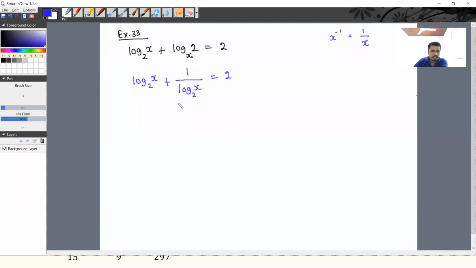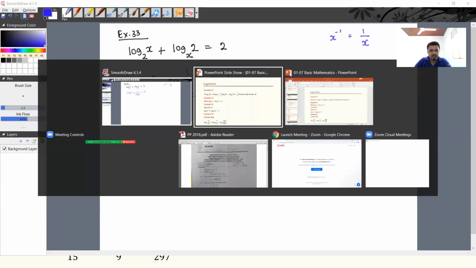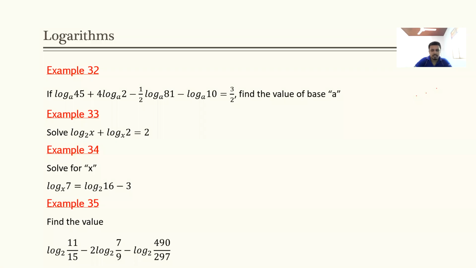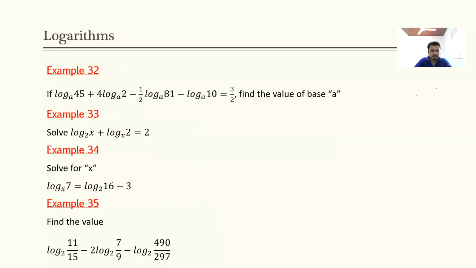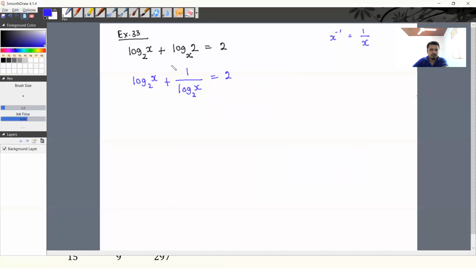Now how can we continue? We can't use any of the rules given. Any of these rules that we have discussed, we can't use here. If we format this as a fraction, 1 over this, we can't use any of the laws that we discussed.